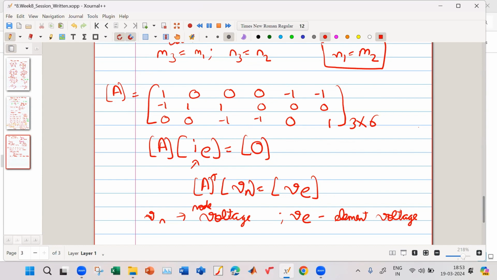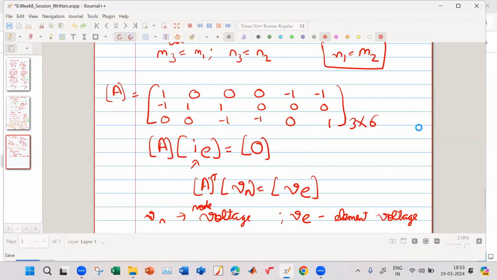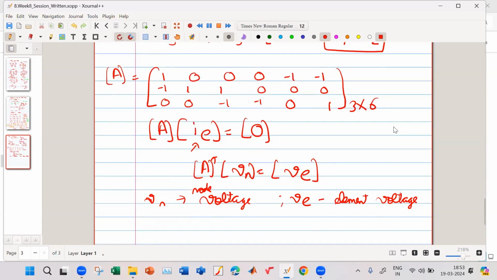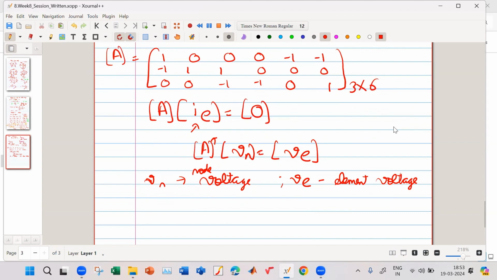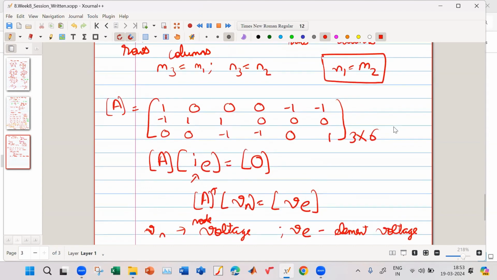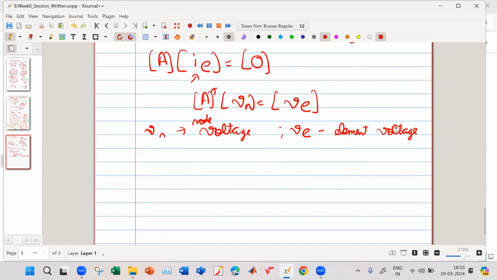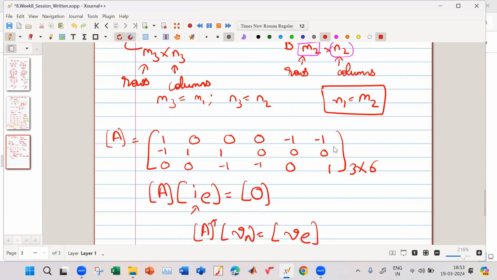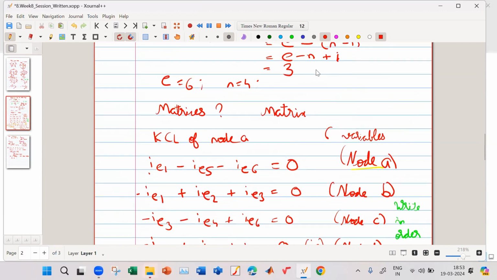So this is done. Now there is that relation also. You can derive that relation. So we will now look at the tie set. What is a tie set? A tie set matrix can be found by applying loop analysis. Okay. Suppose we use our first thing only.